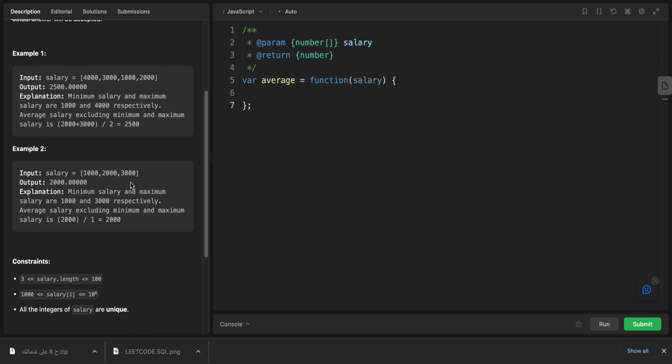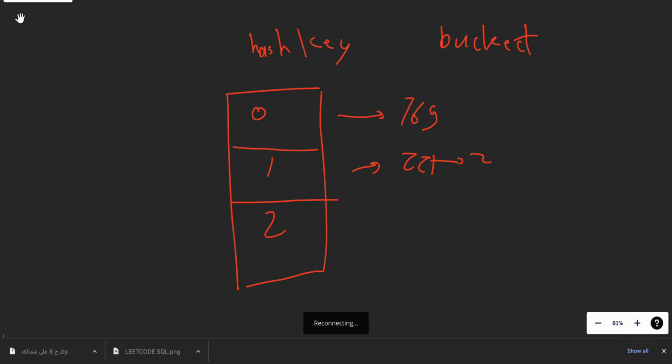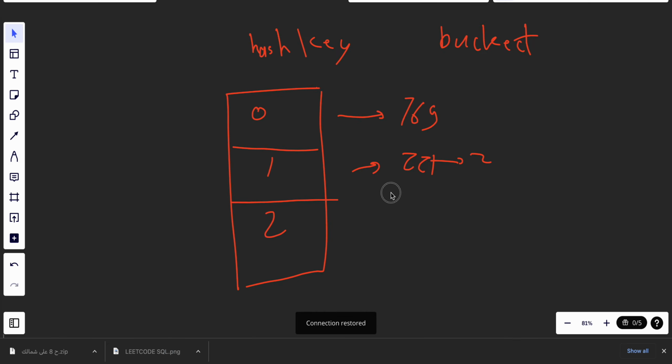For this one, we had three salaries. The minimum was 1,000 and the maximum was 3,000, so we delete them. We have only 2,000 left, just one, so we just divide it by 1. So let's talk about how we can solve this problem.